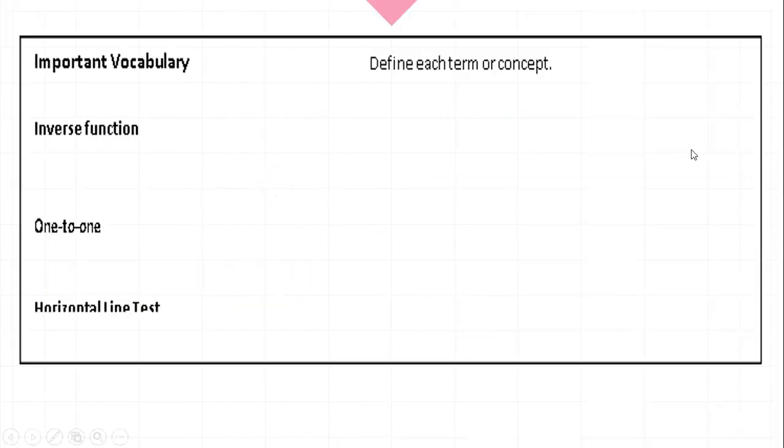Let's go. The first thing we're going to do is define some of the important vocabulary that you should already have knowledge of. Hopefully I left you enough room. I'm on a mission to do one-page notes, so hopefully it's one single page printed. All right, so first, it says inverse function.